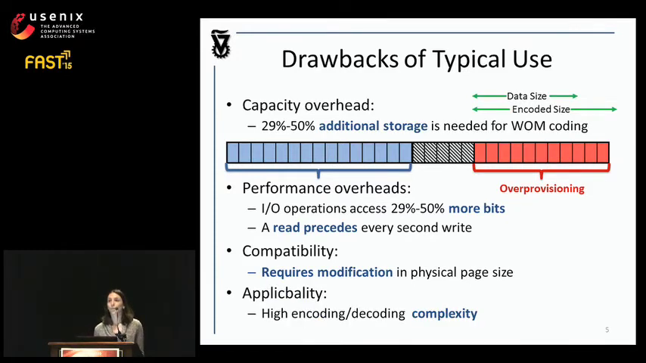Those codes that have the lower capacity overheads, around 29%, are actually so complex for the encoding and decoding that you cannot really use them in a real system. The latency is too high.